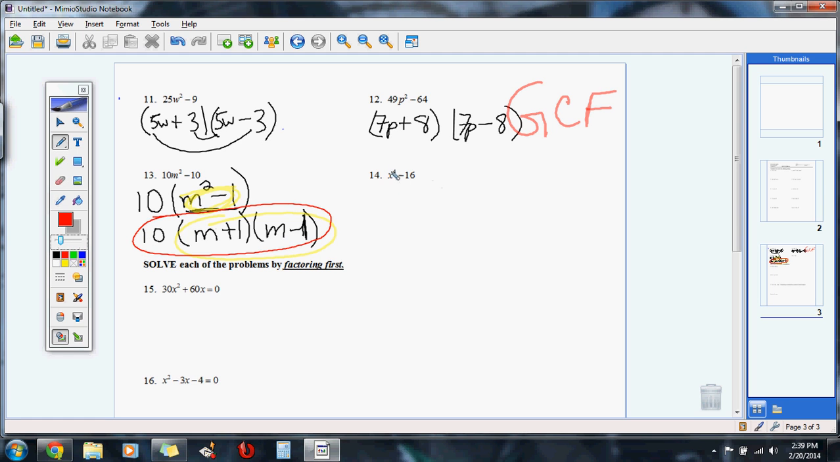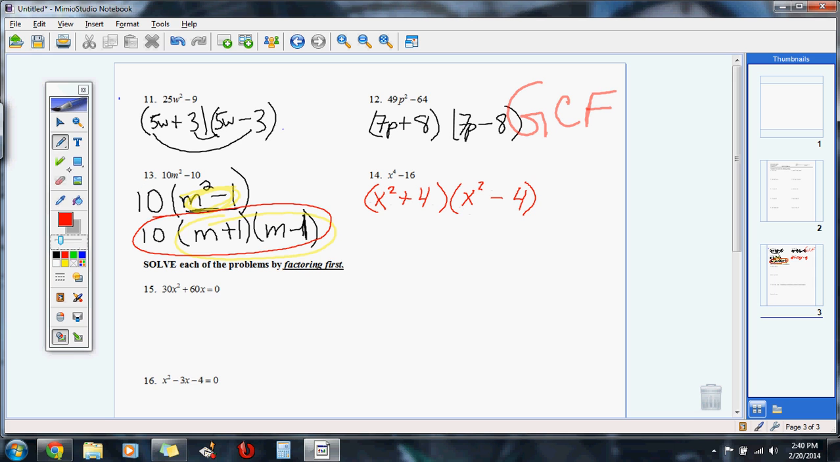All right, a little extension on number 14. It is a difference of perfect squares without a GCF. So what you're going to do is, again, you're going to go, hey, I need a plus, and then I need a minus. Well, the square root of 16 is 4, so no worries there. But the square root of x to the fourth is actually x squared, and then x squared. So if you did that, fantastic.